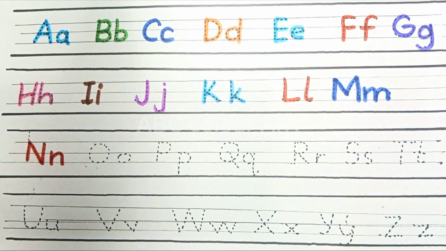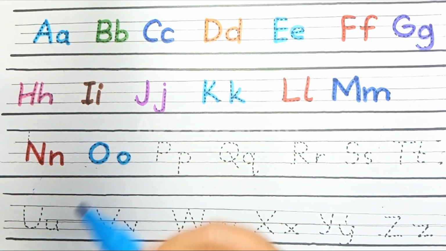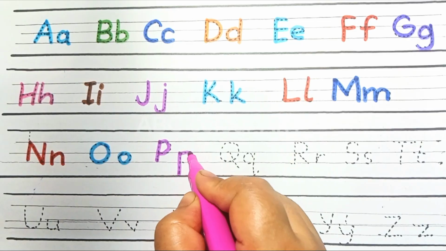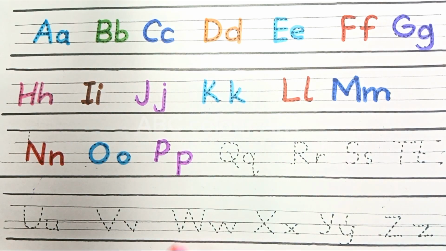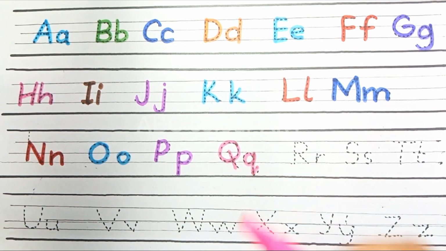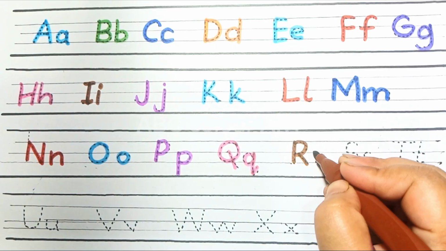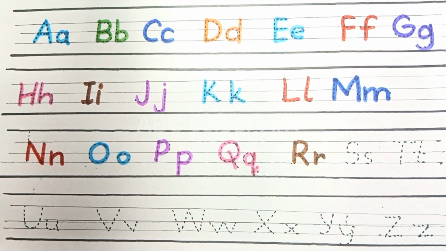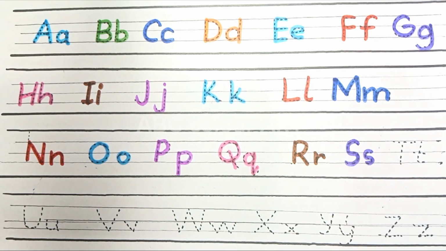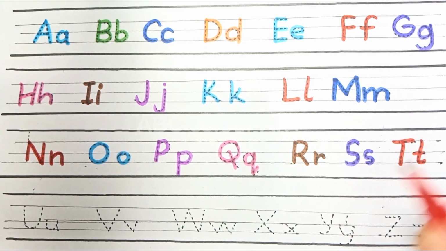N for nest, O for onion, O for orange, P for parrot, P for pumpkin, Q for queen, Q for quill, R for rose, R for rabbit, S for sun, S for star, T for tiger, T for toys.